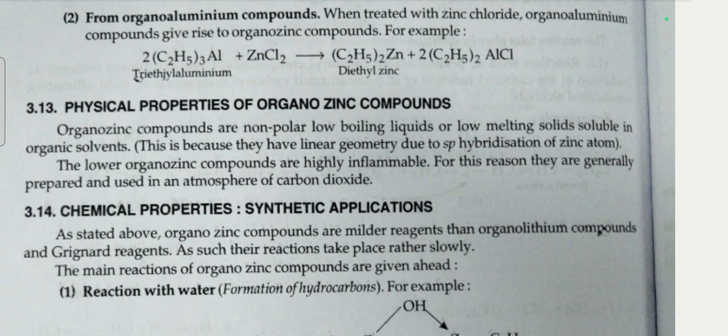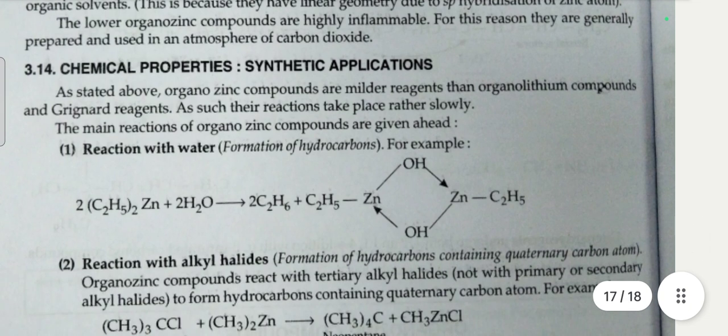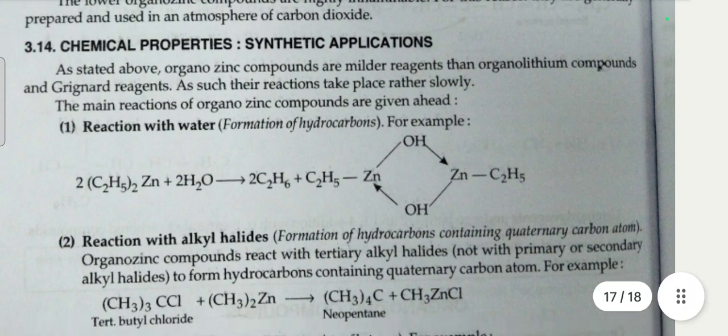Chemical properties, synthetic applications. As stated above, organozinc compounds are milder reagents than organolithium compounds and Grignard reagents. As such, their reactions take place rather slowly. The main reactions of organozinc compounds are given ahead. First, reaction with water gives rise to the formation of hydrocarbons.